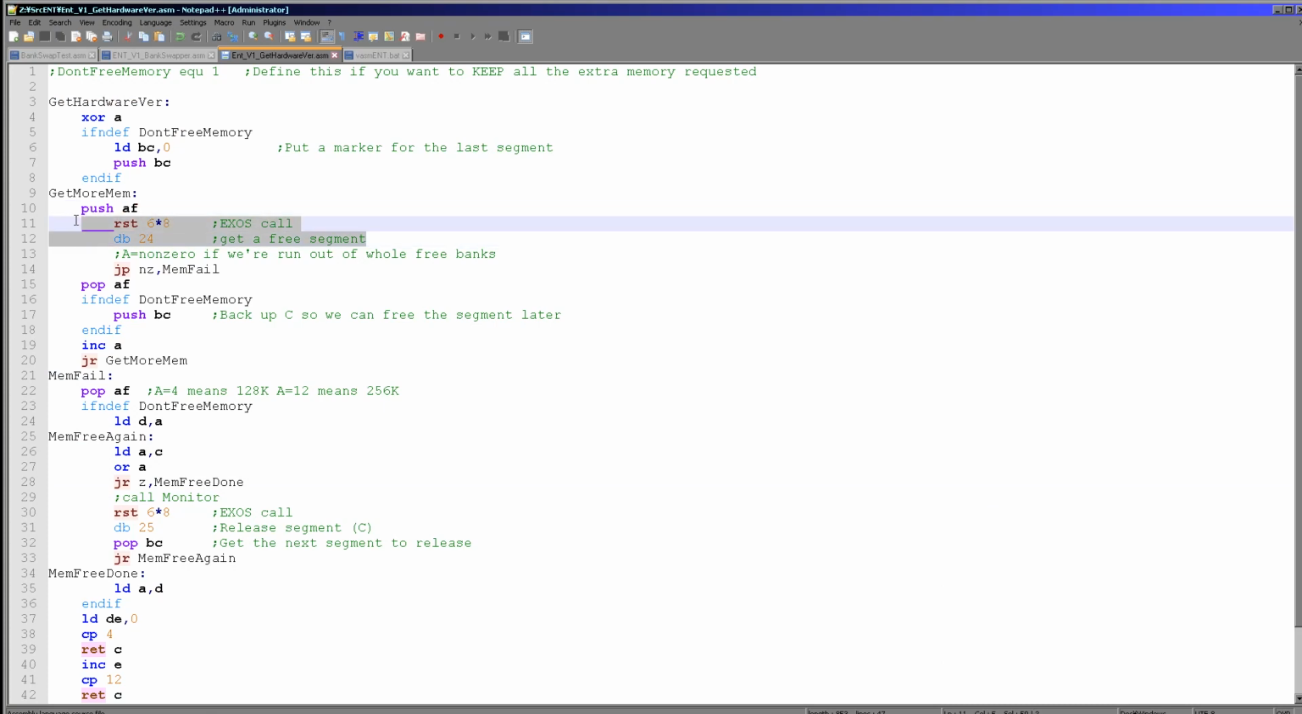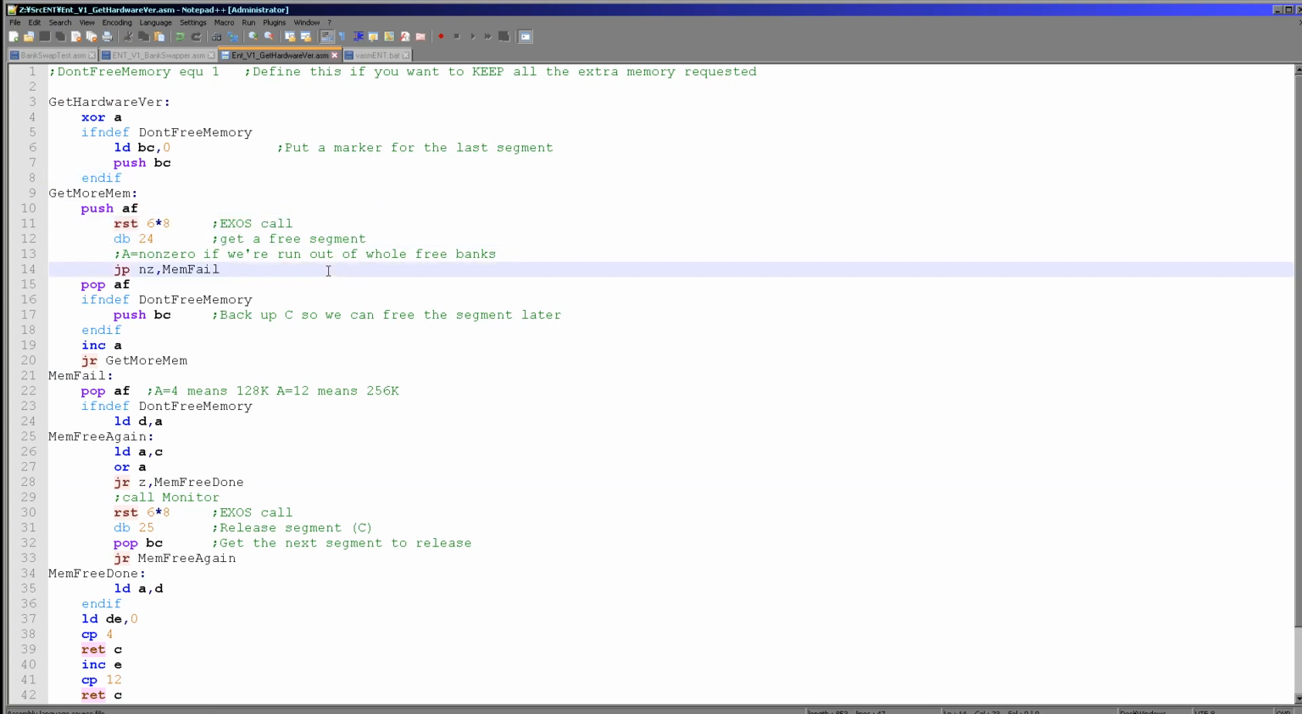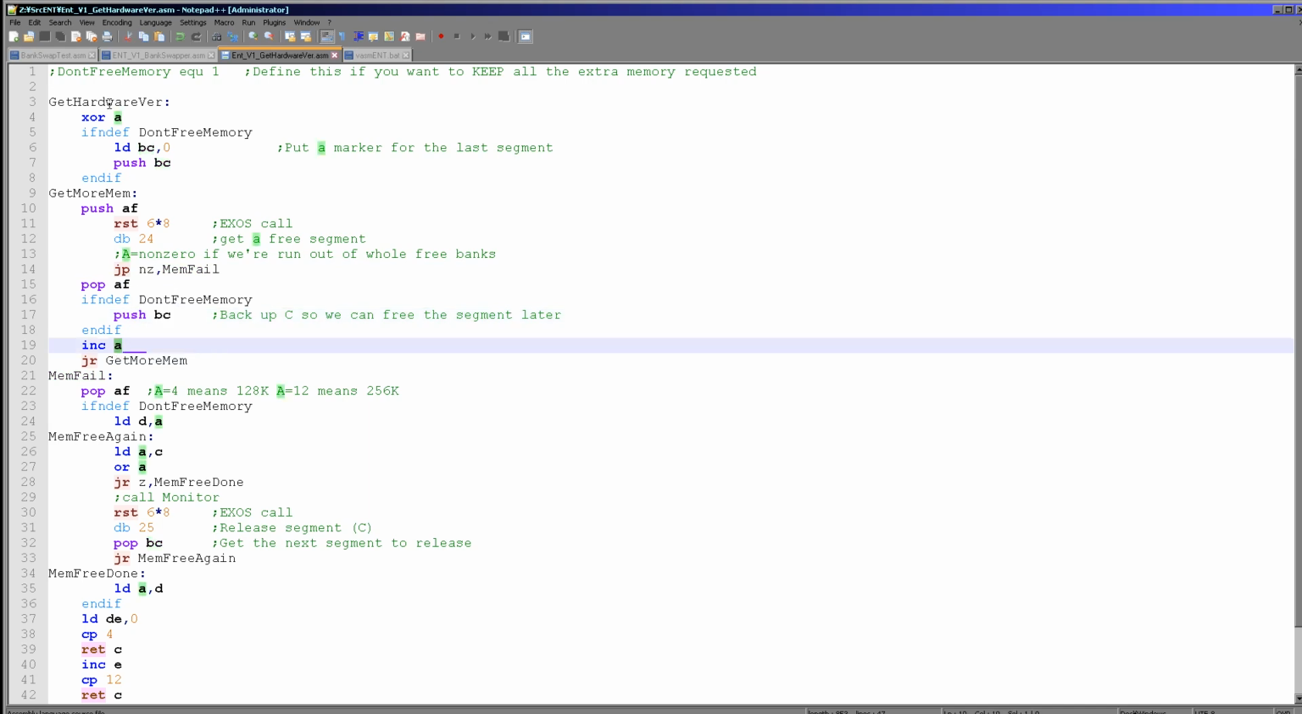So we're requesting segments here, and we're going to keep requesting them until it fails. Every time we do, we push the segment that we were allocated because we want to release them later. Then we increase the accumulator here, which is going to be the count of how many banks we've got.